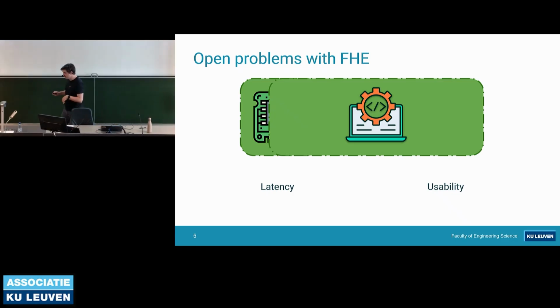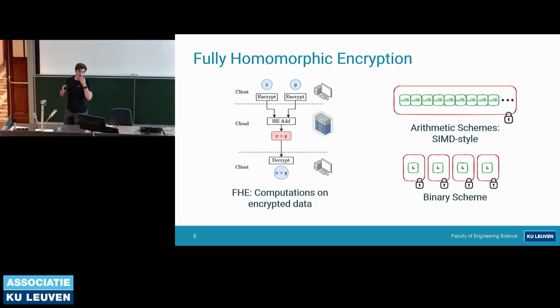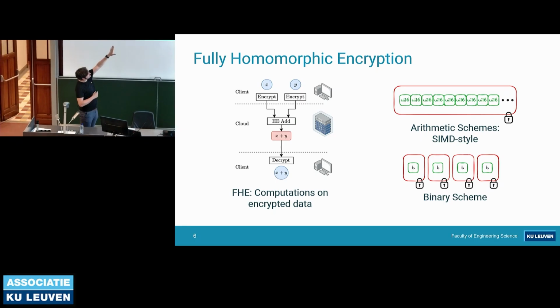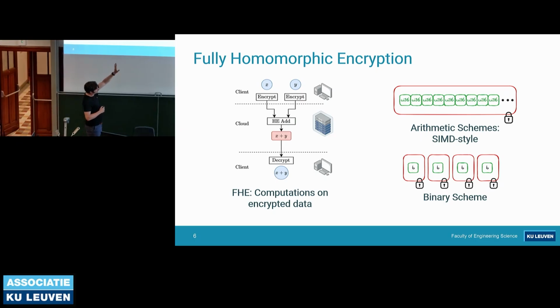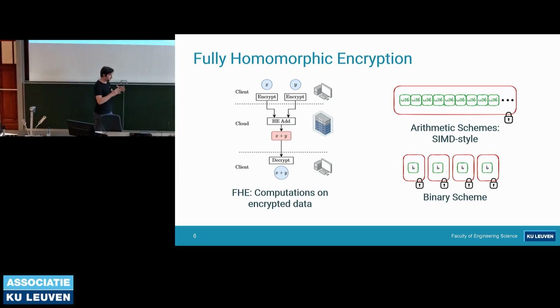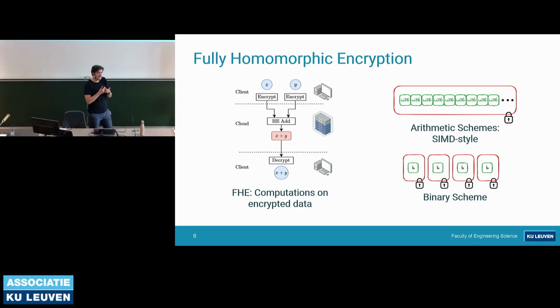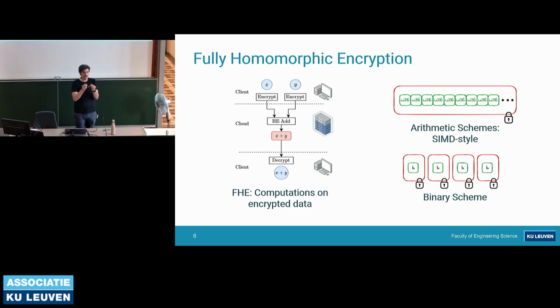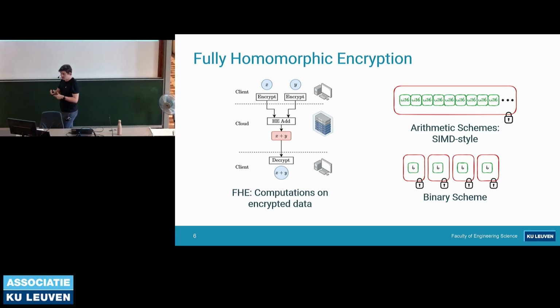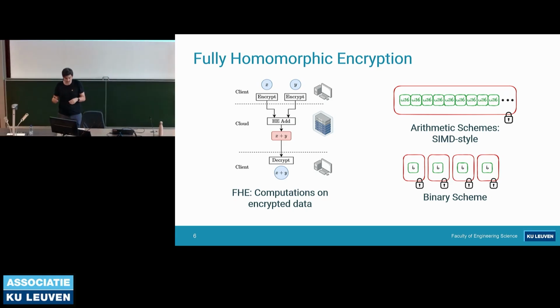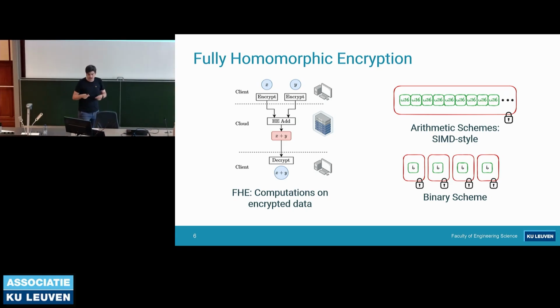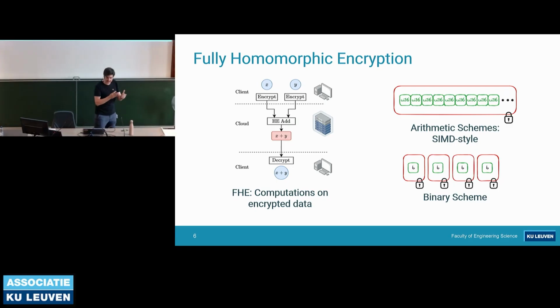Within FHE, we have two big paradigms. The first paradigm is the arithmetic style of schemes. In these schemes, you give it a vector, and the vector is completely encrypted into a single ciphertext, which makes it very powerful, because you can encrypt 1,000, 2,000, 3,000 elements into a single ciphertext.